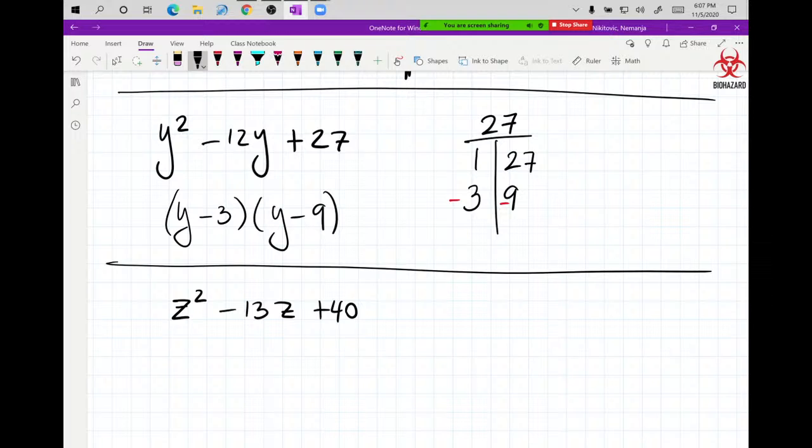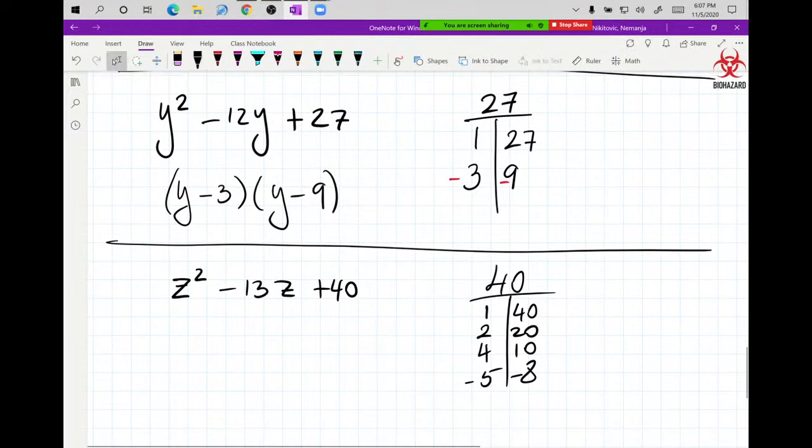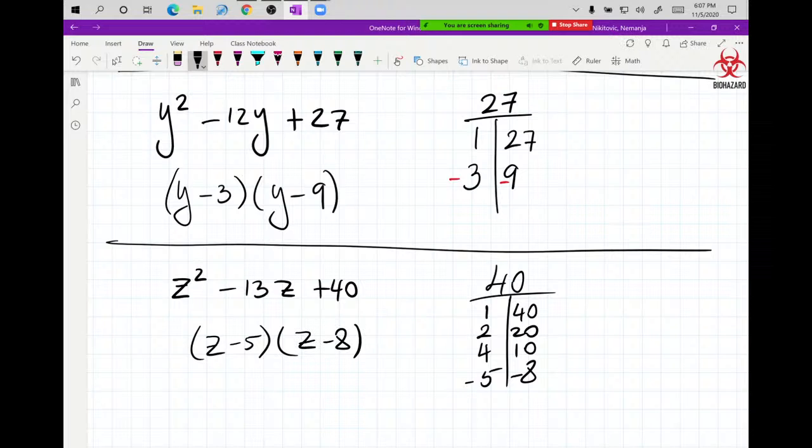I have z minus 5 and z minus 8. Negative, you said? Negative 5 and negative 8. Excellent. So 40 will be broken into 1 and 40, 2 and 20, 3 doesn't work, 4 and 10, 5 and 8. Those are the negative ones, right? And there we go. So z minus 5 and z minus 8. Great.